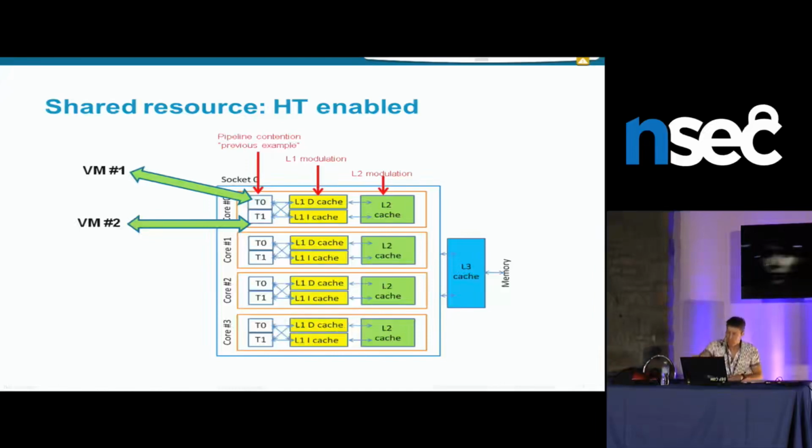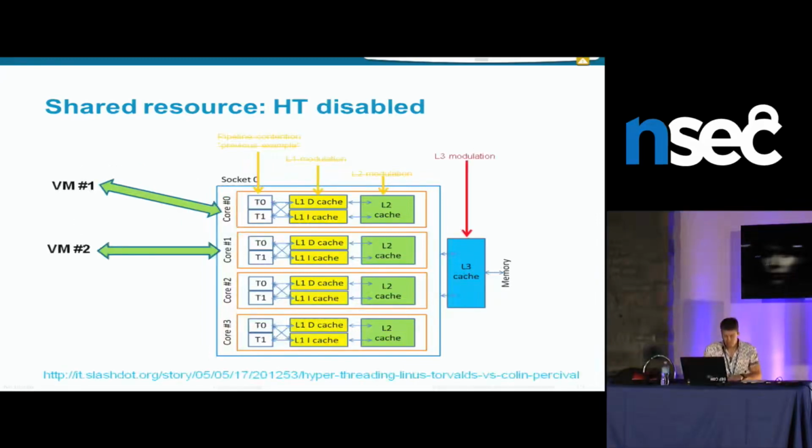So with hyperthreading enabled, like I said at the very beginning, there is lots of possibility for modulation. You can do pipeline contention. This is the first example I showed you guys. You can do modulation in L1, modulation in L2. Hyperthreading is typically disabled in production environments. At the bottom here, there is a link that discussed that way back then in 2005. And so for that reason, you can use the last level cache, L3 cache, to do your modulation.